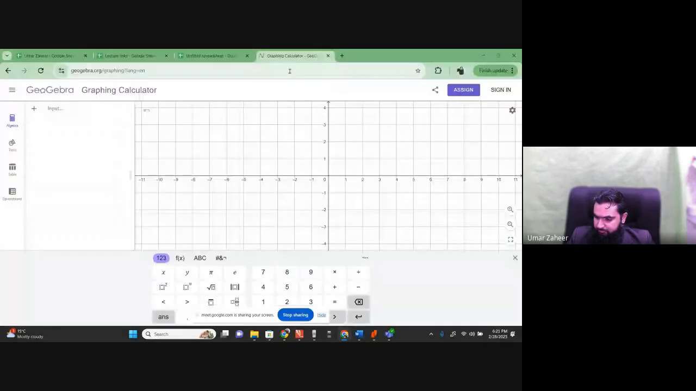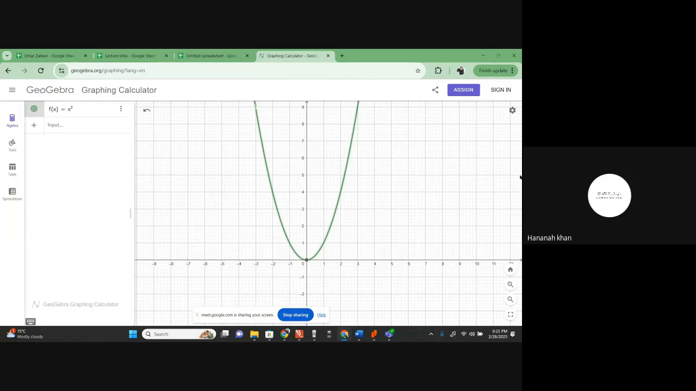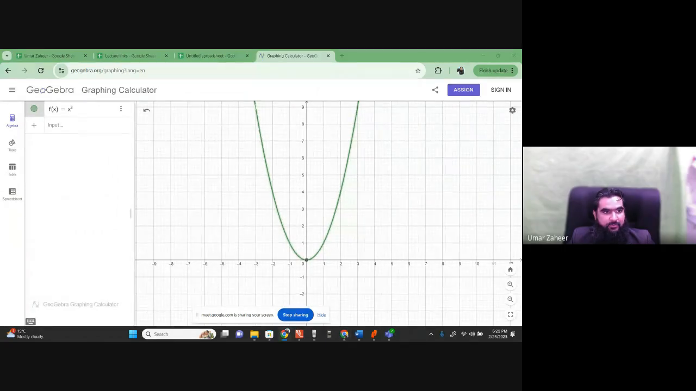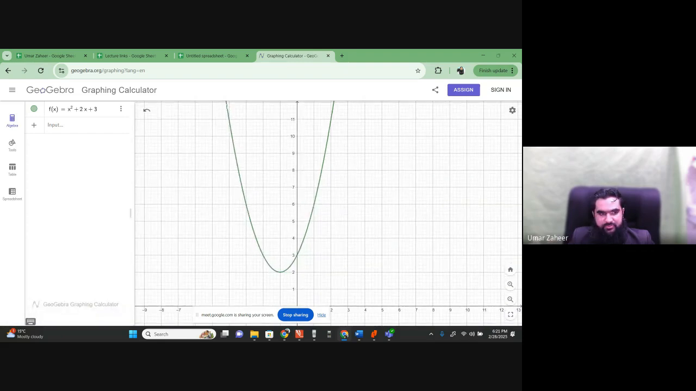Now look at here. For example, if I draw the graph of x², can you see it? How is the shape? It's just a parabola, a U shape. So it doesn't matter what the rest of the values are. For example, if I write the rest of the values, plus 2x plus 3, look at here, it is the same shape. It just shifts a little bit upward, and maybe it will be stretched, but the shape is exactly the same.